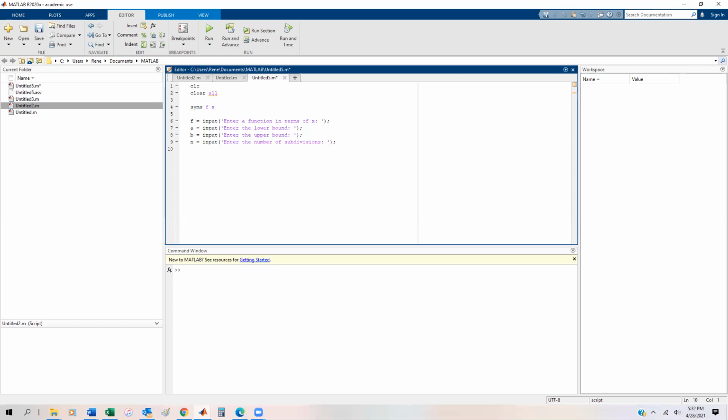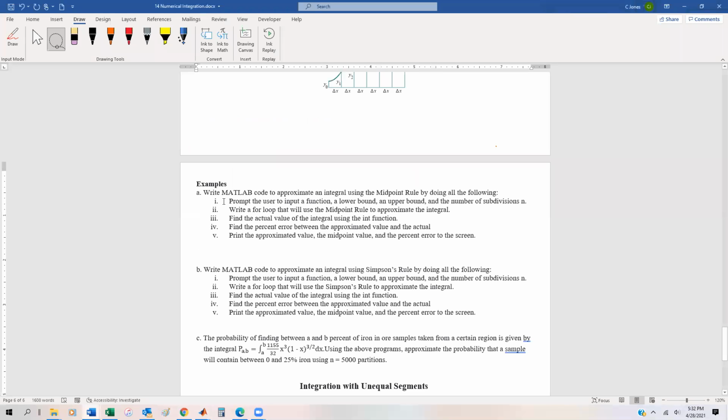And now we're going to go ahead and get the actual value as well as the delta. I'm just going to call it delta. It's really h. If you want to call it h, that's fine. So delta is going to be equal to b minus a divided by n. And we're also going to get the actual value. So the actual is going to be the integral of f with respect to x from a to b. All right, so if we look at the instructions, we've worked through part 1, we got all this stuff, and then we got the actual value.